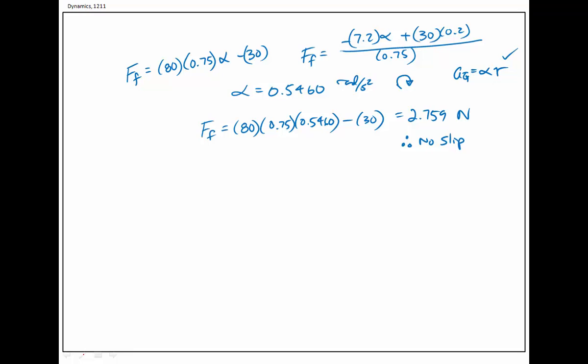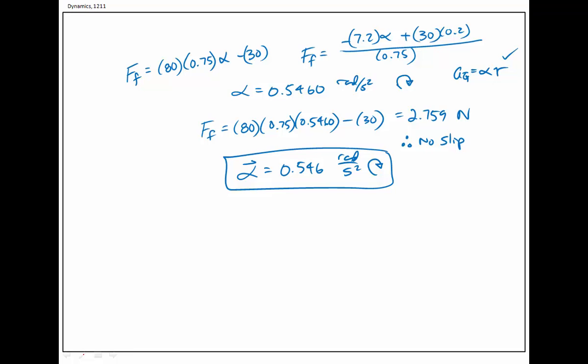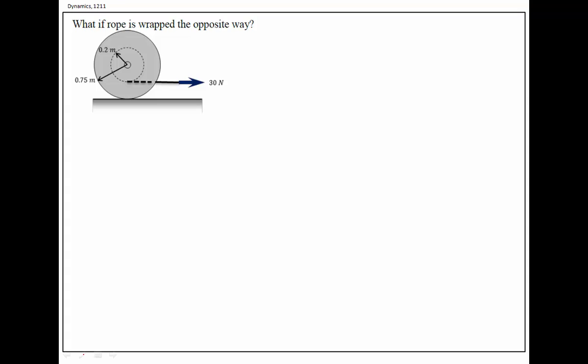If it weren't, we would have to do some more work. But we're okay in saying that the alpha is equal to 0.546 radians per second squared and clockwise. So that's the answer. Now here is a what if statement. What if the rope is wrapped the opposite way?